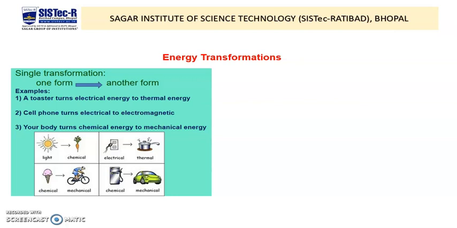Single transformation means transformation of energy from one form to another form only. For example, a toaster turns electrical energy to thermal energy. A cell phone turns electrical to electromagnetic. Our body turns chemical energy to mechanical energy.